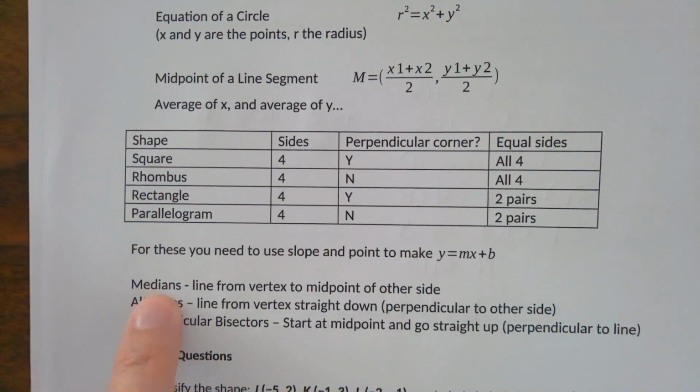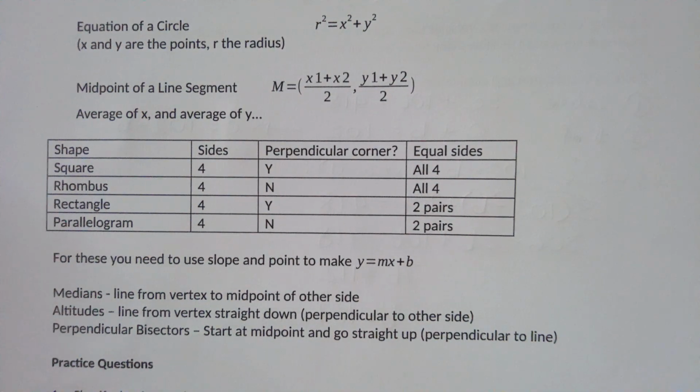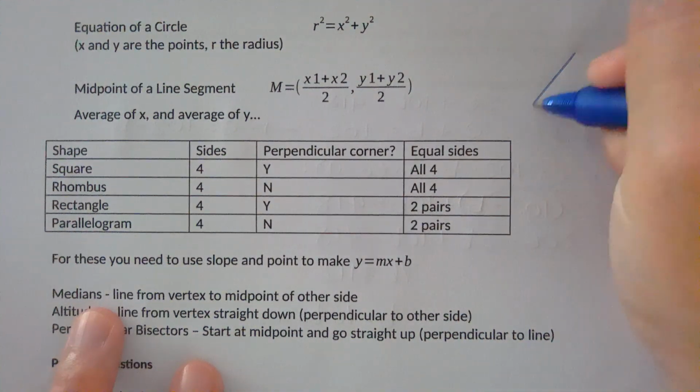Okay, and then don't forget median, altitude, and perpendicular bisector. Yes, you do need to know those too. Let's draw a quick little picture of each.